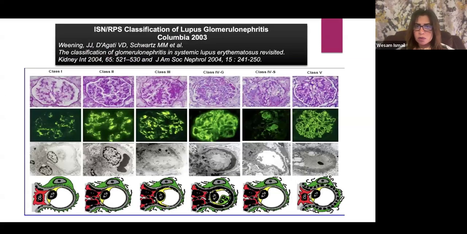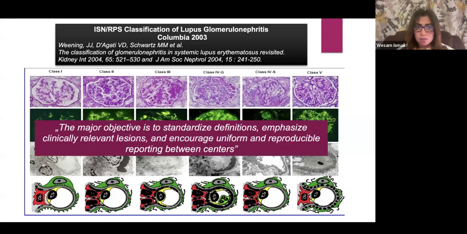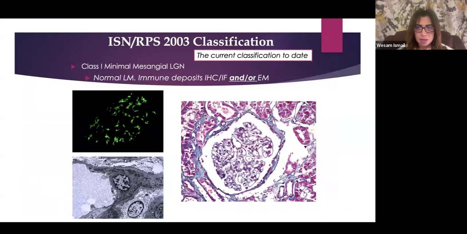So this is the Colombia 2003 classification, as you all know. This is the original one, which was published in the JASN in 2004, where we had 6 classes and we had subclassification of class 4. And the main objective at that time was, again, to standardize definitions, emphasize clinically relevant lesions, encourage uniform and reproducible reporting between centers. It's very important that between different centers, the pathology reporting is standardized and reproducible, meaning that it gives the same idea and uses the same criteria and basics.